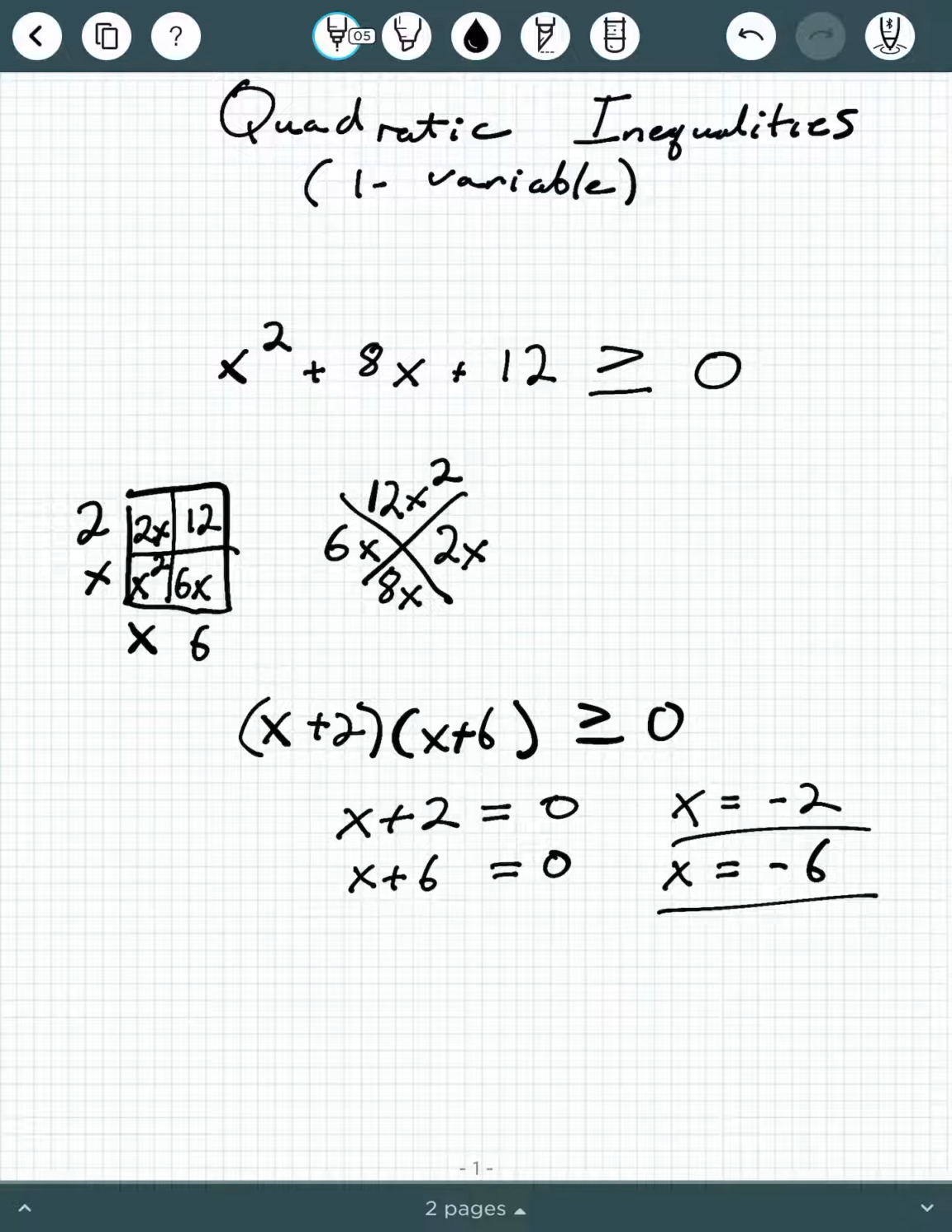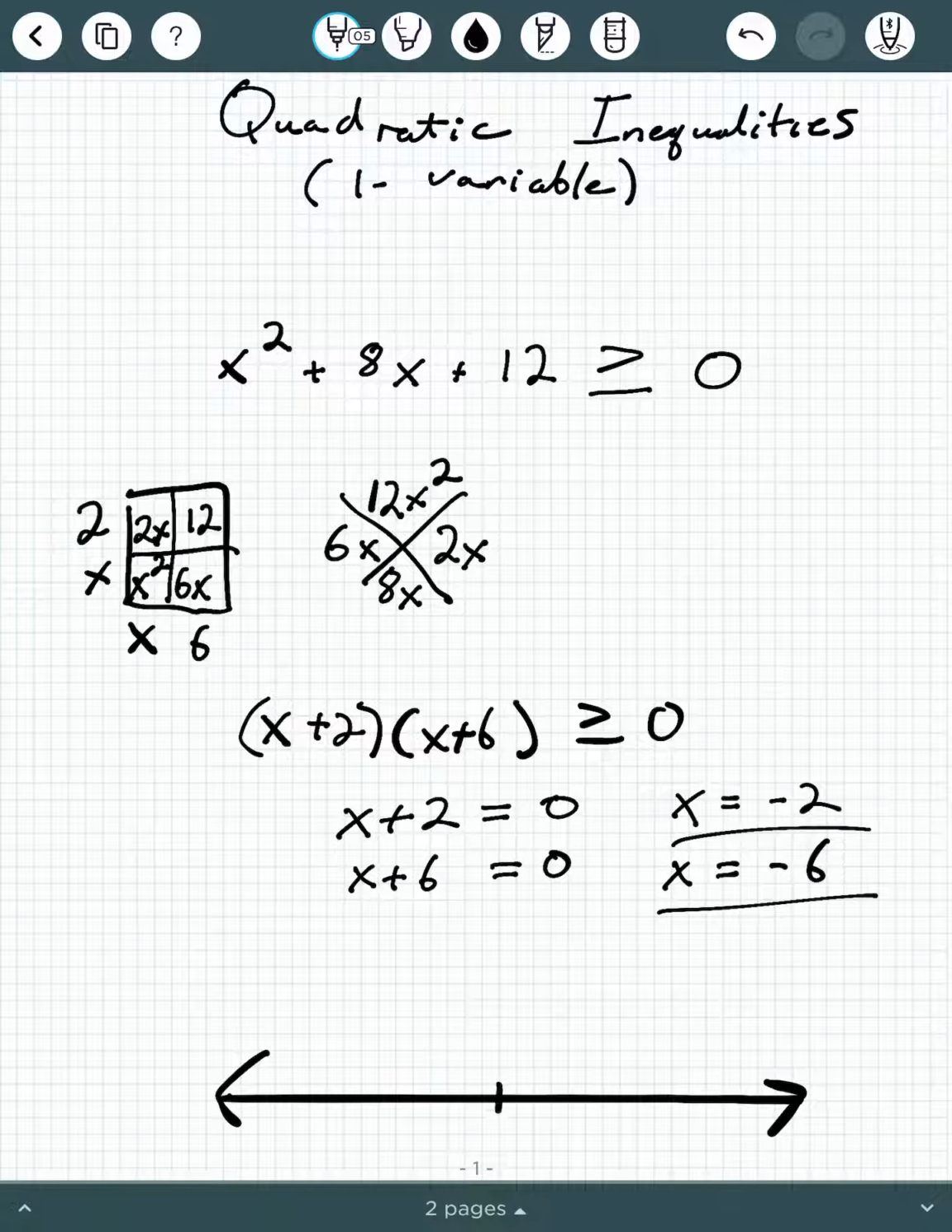All right. Good news is we have our boundary points, so we can be thinking about our number line. On our number line, if 0 is right here, we'll be at negative 2 and negative 6. Those are our boundary points. And I right away can be thinking, okay, it said greater than or equal to. And since it's equal to, I know I'll have closed circles on each of those.